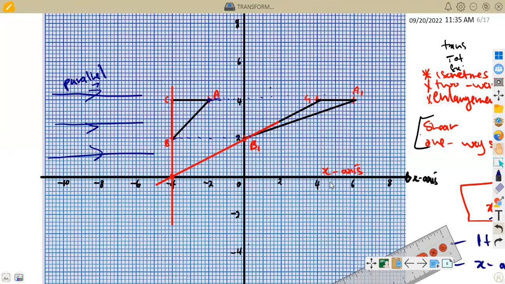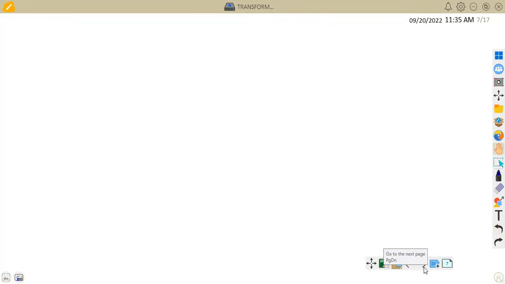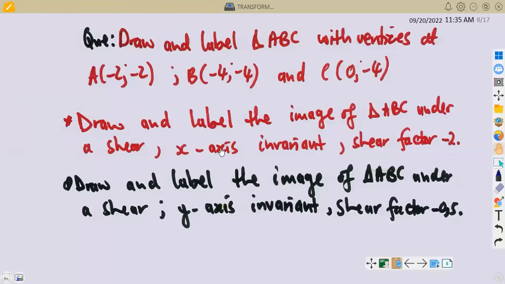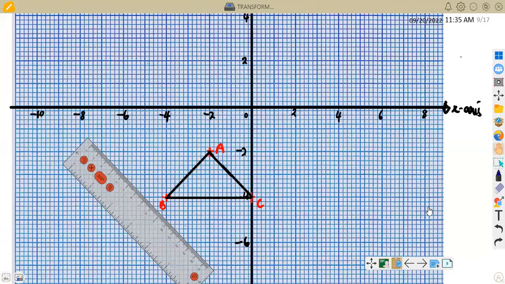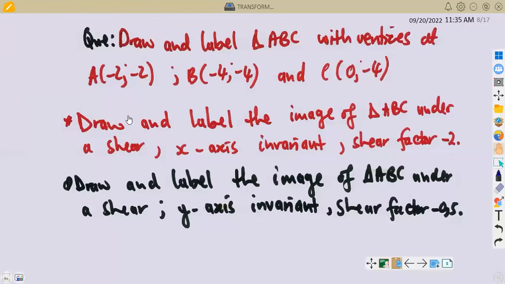Okay, so that's it. I want us to cross-check another part here. I want us to see this question. This one is a direct question. Draw and label triangle ABC with the vertices. These are the vertices of triangle ABC. We have our triangle according to the scale. That's our ABC here. And the question is now, draw and label the image of ABC under a shear, x-axis invariant, with a shear factor of -2. So remember, guys, if you're dealing with shear, whenever you're given a matrix or a shear factor, you're supposed to apply the matrix. At least it can actually help us.